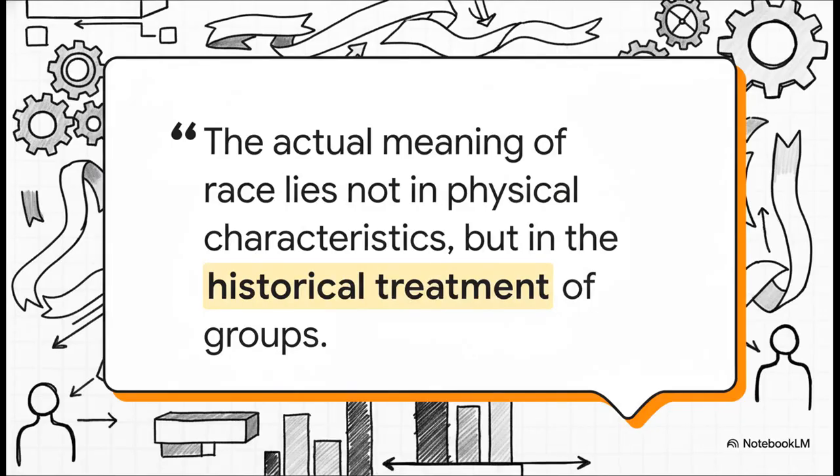And that brings us to how we understand it today in sociology. Race isn't actually about biology. It's about what we, as a society, decide these physical differences mean. Like this quote says, "The meaning is all in the historical treatment of groups." It's a social construct, an idea that gets its power from our history, our culture, and our institutions.